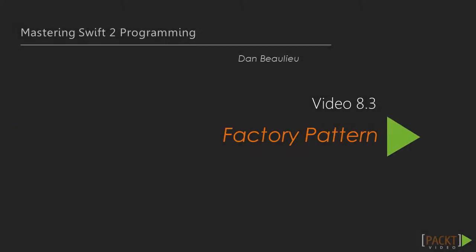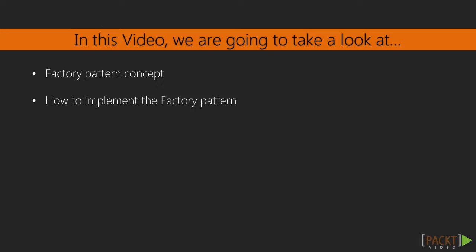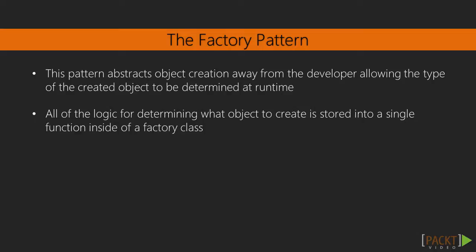In the previous video, we looked at our first creational pattern, the singleton. In this video, we'll look at the factory pattern both conceptually and in practice. The factory pattern replaces class initializers and abstracts away the process of object instantiation, allowing the type of the object created to be determined at runtime.